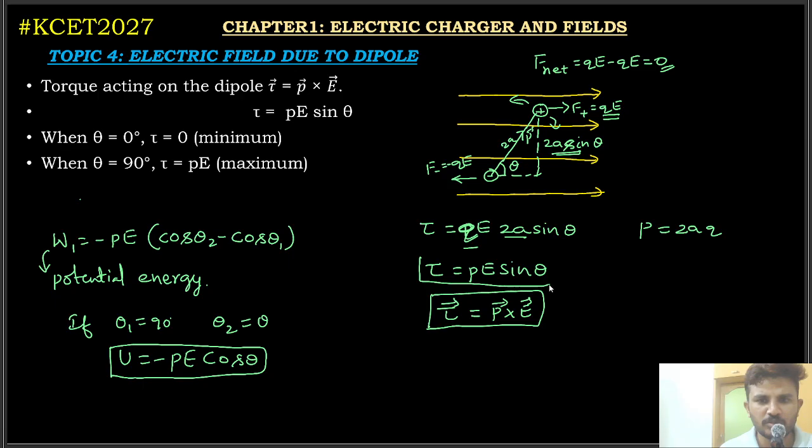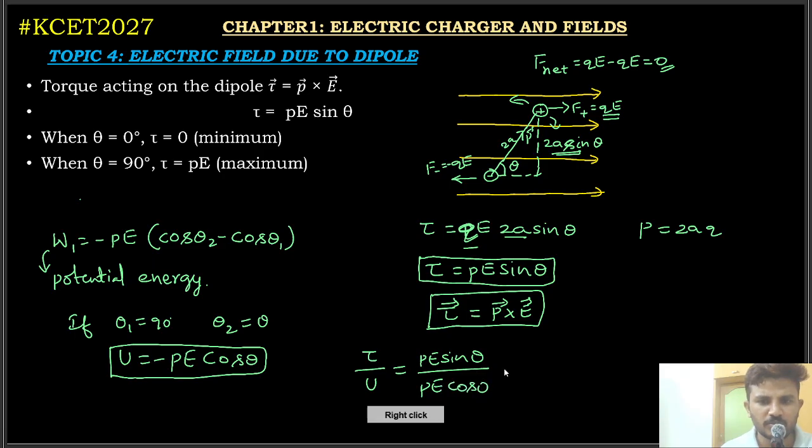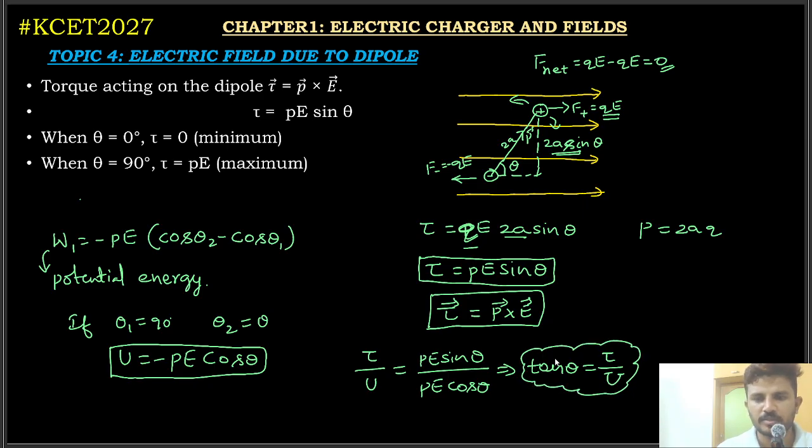Now look at this. Here we have tau is equal to P E sin theta. U is minus P E cos theta. Divide the magnitude of tau by the magnitude of U. So we'll get P E sin theta divided by, don't take the minus sign, just take the magnitude, P E cos theta. So sin theta by cos theta is tan theta. Tan theta is equal to tau divided by U. This is also a very important result. Okay. Write down all this. I'll move on to the next page.